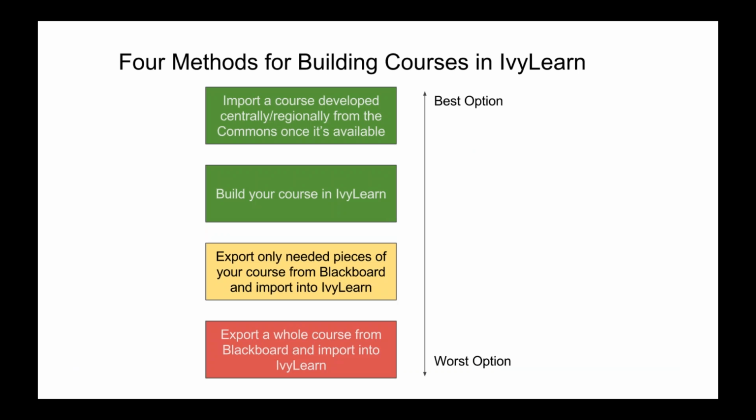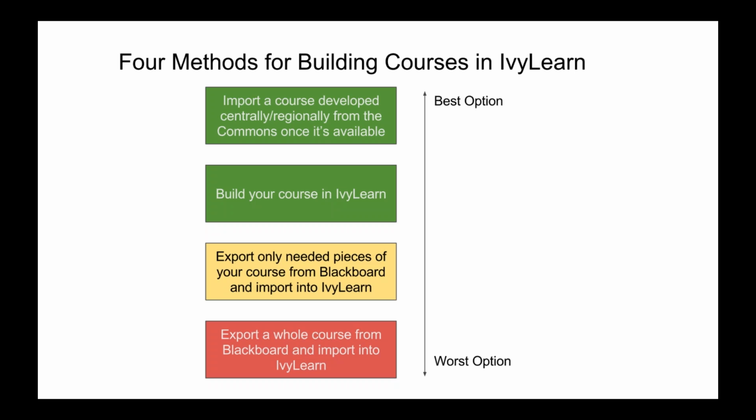So let's talk about the 4 methods for building courses in IvyLearn. We have identified 4 options here, ranging from the best option at the top to the worst option at the bottom. I'm going to talk a little bit about each of these, but obviously, we recommend doing something at the top of the scale rather than towards the bottom. As you'll see, it's very easy to try any of these methods, and if you find that your results aren't as good as you'd like, it's very easy to clean it out and start over again.